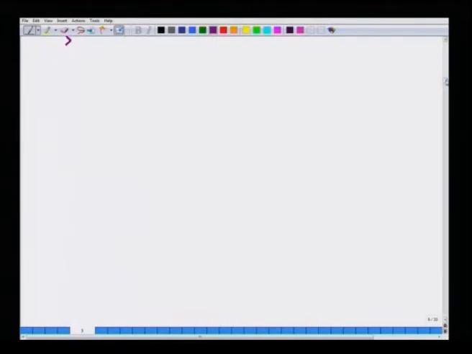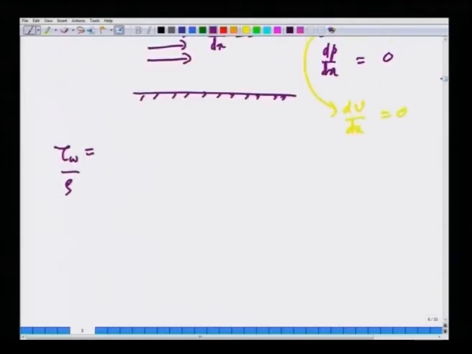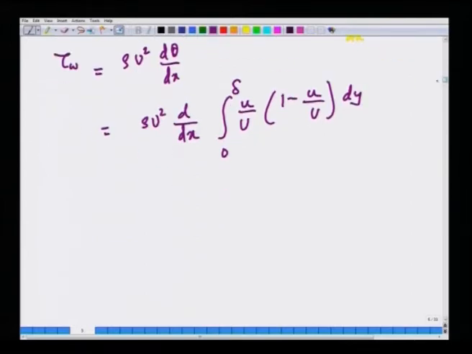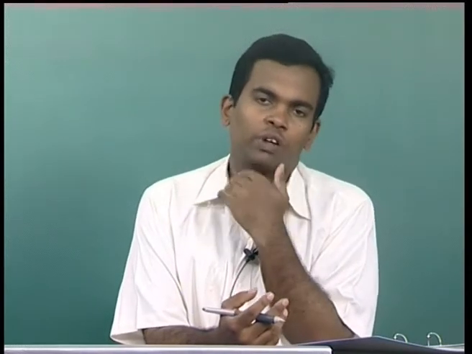Now, therefore, tau w by rho is simply written as, so we can write tau w as rho u squared d theta dx, which is nothing but rho u squared d dx of the integral from 0 to delta of u divided by capital U times 1 minus u divided by capital U dy. Now, to proceed further, we need to know what the function small u is, what the velocity profile in the boundary layer is.